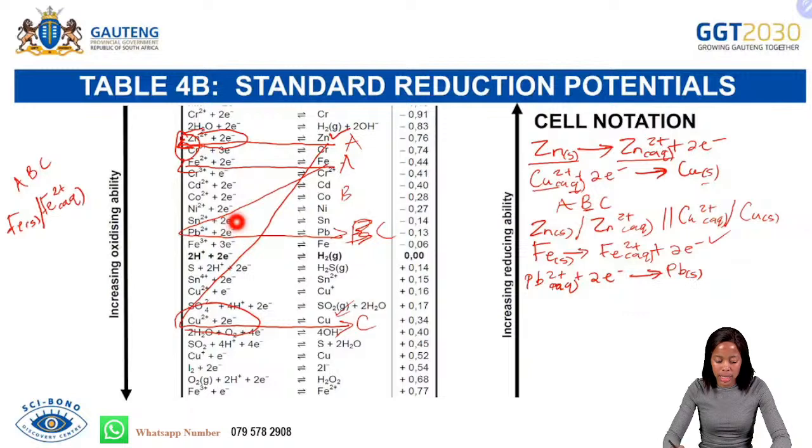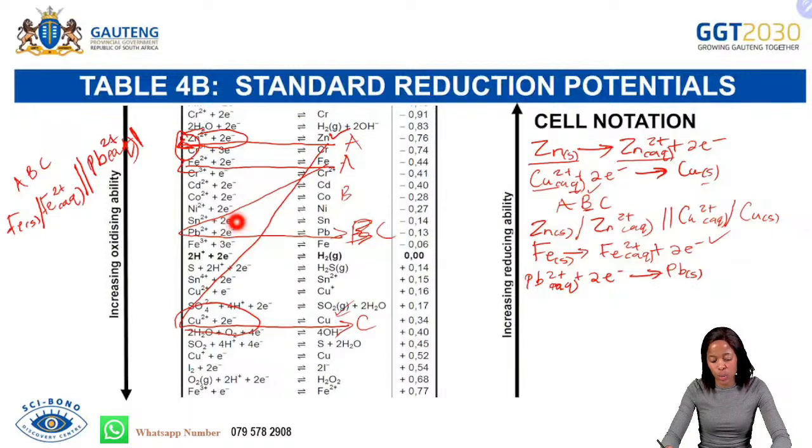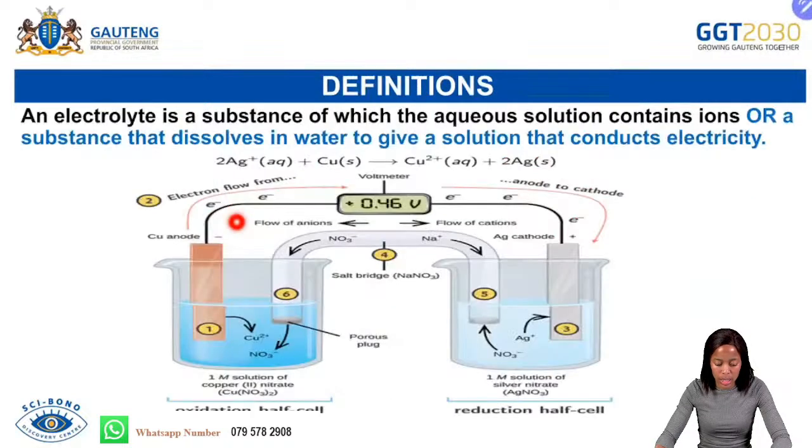Then we said it's as easy as ABC, so the B is the salt bridge. How do we represent the salt bridge? We use a double line there. Then we have lead, or Pb, which we write from the left to the right. So we have Pb2+ aqueous, and then the phase separator, because we have aqueous and solid. On the right we have Pb solid. So that is how you write your cell notation.